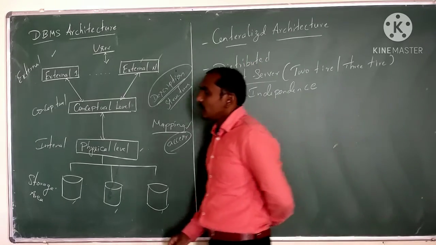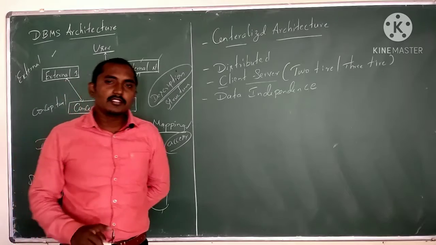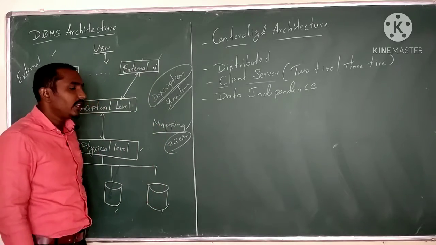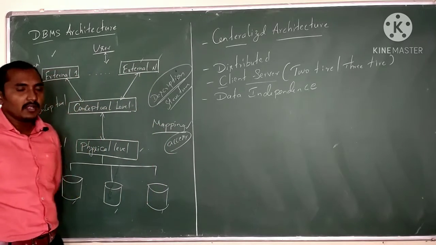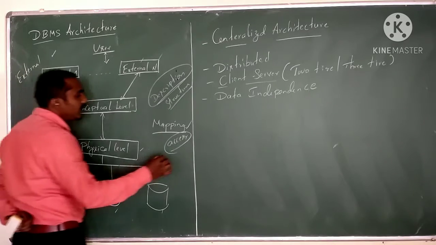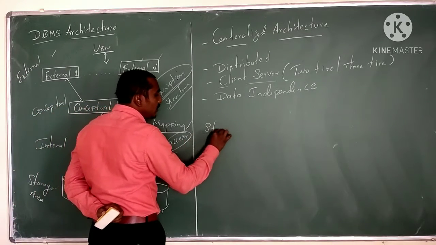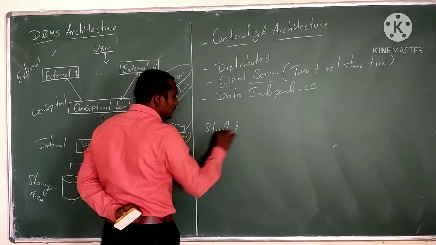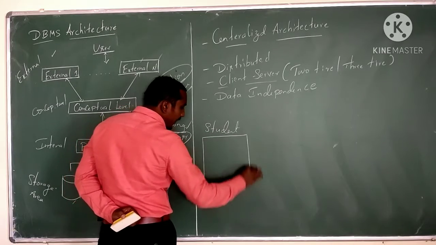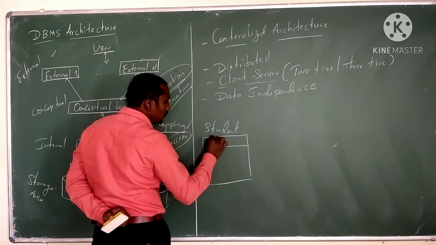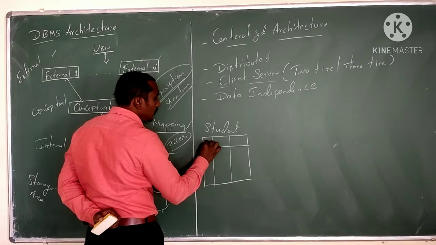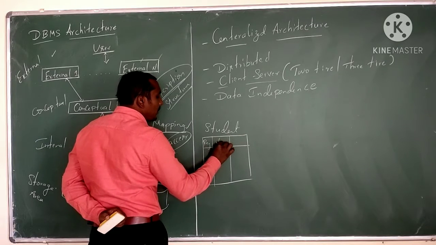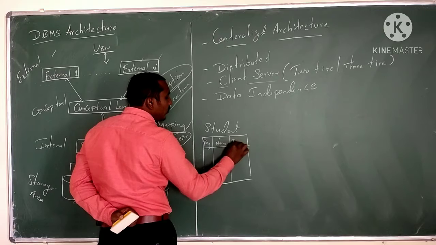For example, we have already studied some concepts regarding how to create a table and how to access the table. Say I have a simple table, and I'll consider the table name as student. It will contain some columns, say register number, name, as well as date of birth.